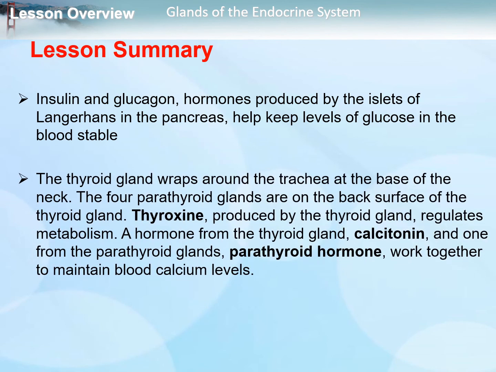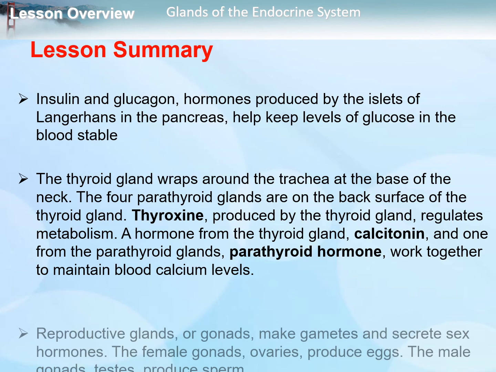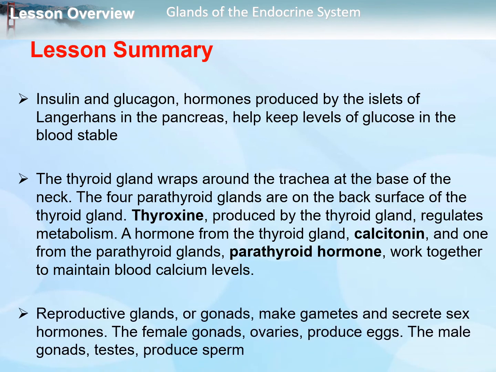The thyroid gland wraps around the trachea at the base of the neck. The four parathyroid glands are on the back surface of the thyroid gland. Thyroxine produced by the thyroid gland regulates metabolism. A hormone from the thyroid gland, calcitonin, and one from the parathyroid glands, parathyroid hormone, work together to maintain blood calcium levels. The reproductive glands, or gonads, make gametes and secrete sex hormones. The female gonads, the ovaries, produce eggs, while the male gonads, the testes, produce sperm.